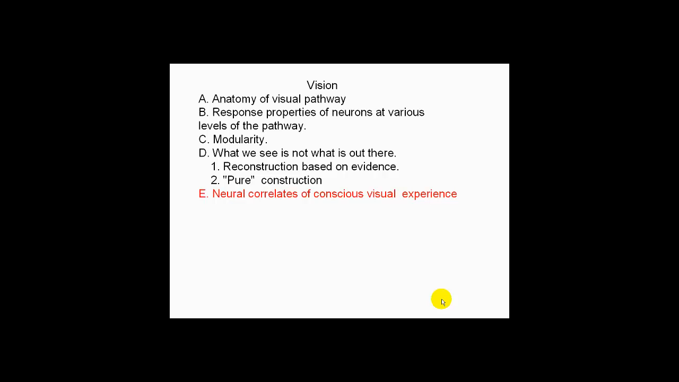That's the basic stuff on vision that I want to talk about. We'll come back to making some general comments about it in a few minutes. But I want to turn now specifically to the issue of consciousness and conscious visual perception, and the neural correlates of conscious visual perception.